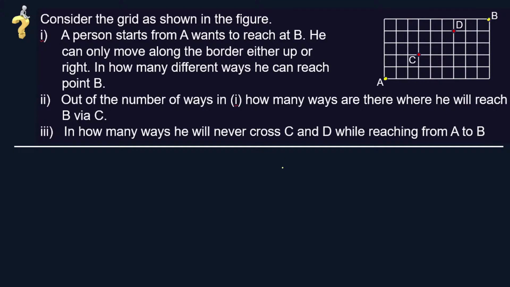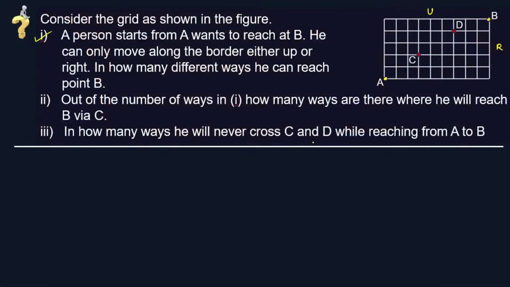And he can only move along the border either up or right. This is up and this is your right. So a person can move along the border either up or right. He cannot move left or he cannot move down. Okay? In how many different ways can he reach from point A to point B? Wonderful question.